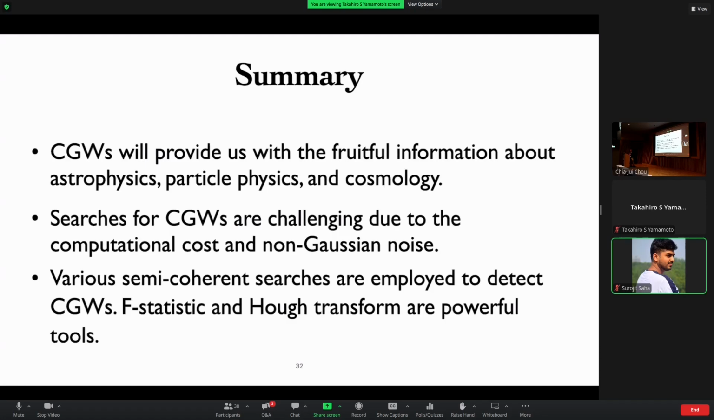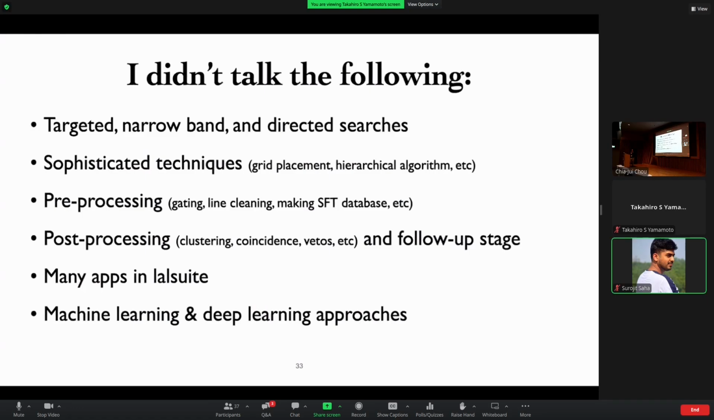Okay, so this is a summary. Continuous waves will provide us very fruitful information about astrophysics, particle physics, and cosmology. But the search for continuous waves is challenging due to the computational cost and the existence of non-Gaussian noise. Various semi-coherent searches are employed to detect continuous waves. And we will carry out the hands-on for the F statistic and Hough transform. In this talk, I didn't mention the following topics. I will skip them.